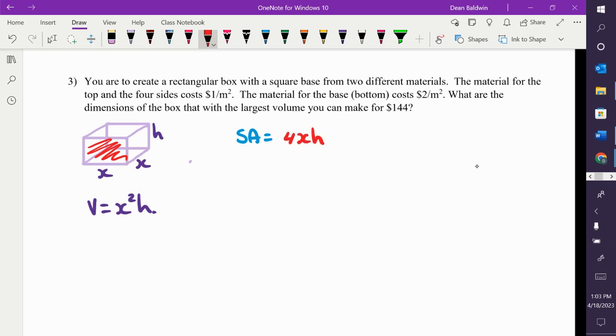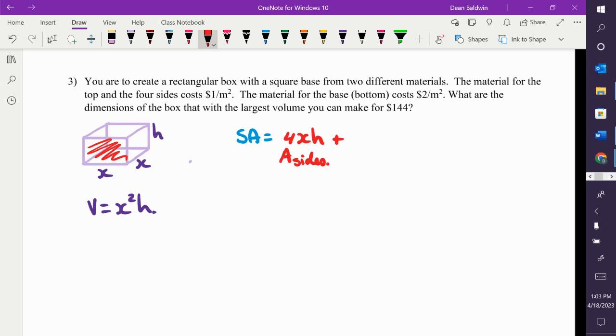4xh. This is the area of the sides. I'm just writing its title below. Plus the area of the top. Now the top has a different cost than the bottom, so I don't want to lump it together. What's the area of the top?